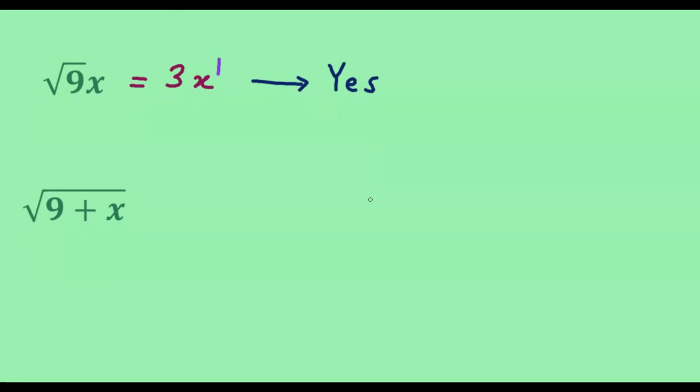Let us consider the next one. We have the square root of 9 plus x. So we can see that the variable x is under the radical symbol. So we cannot write this algebraic expression in the form of the sum of terms of the form ax to the power of n. And because of that, the answer for this one will be no. This is not a polynomial.